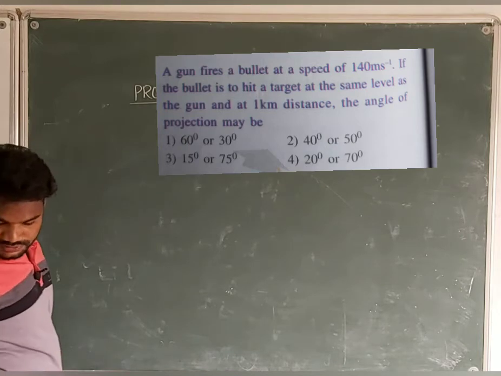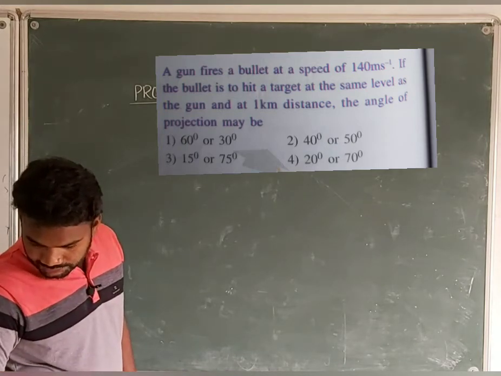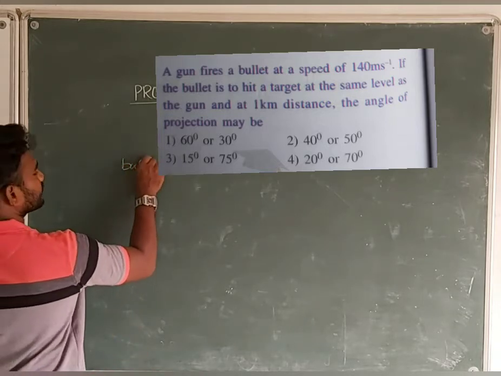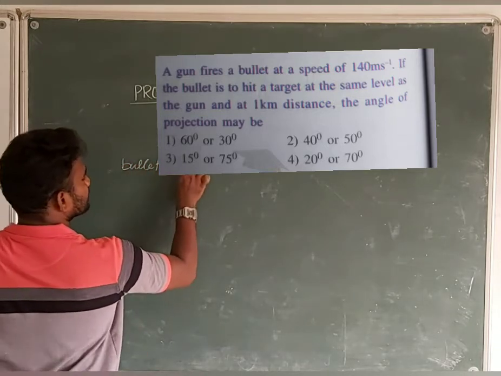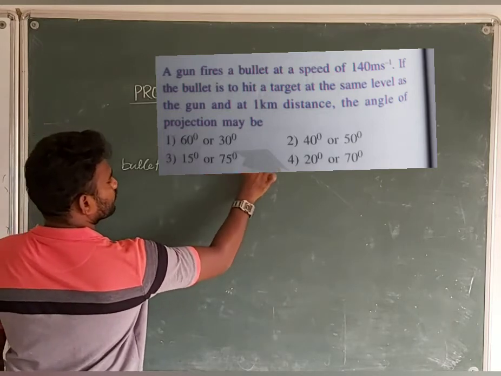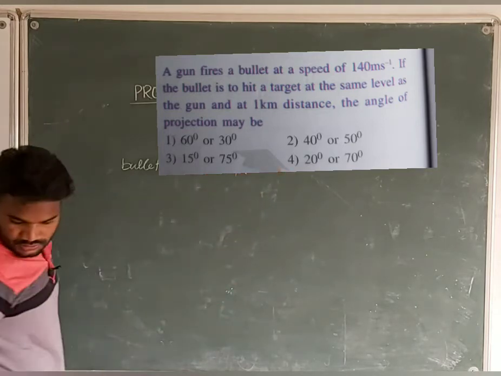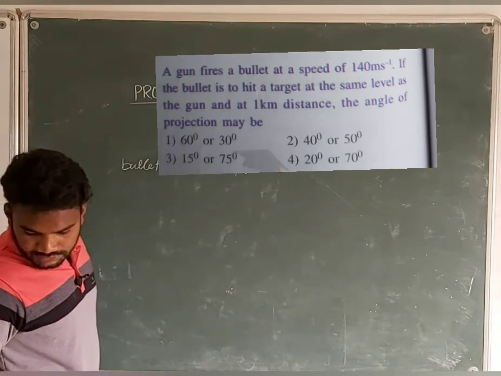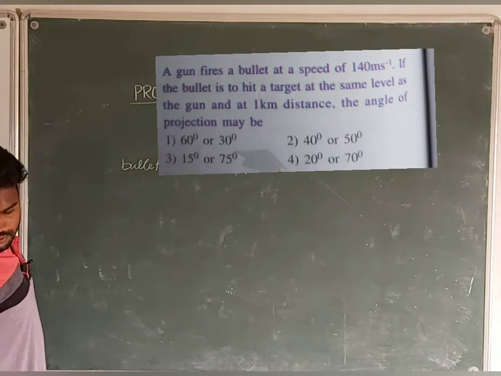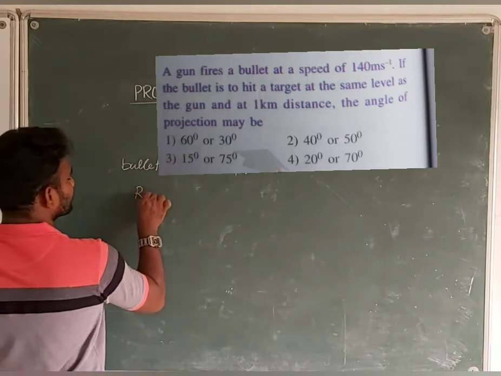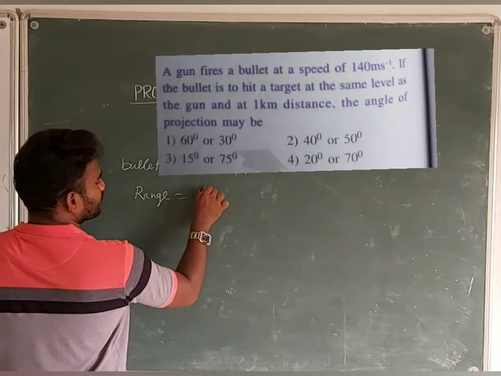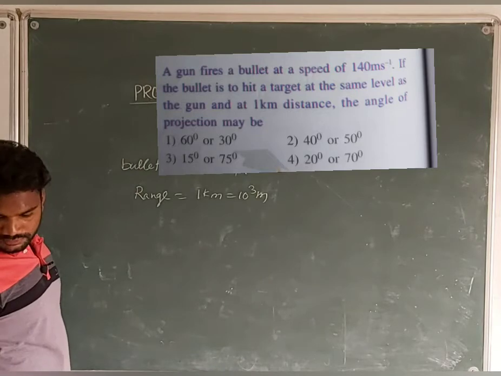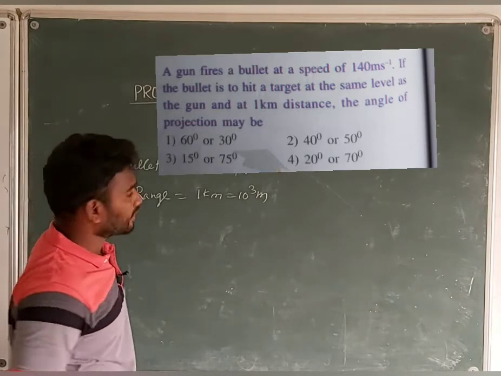Next question we will see, students. In the question, a gun fires a bullet at the speed of 140 meter per second. So write down, bullet's speed is equal to 140 meter per second, students. Next, it has given that the bullet hits a target at the same level at a 1 kilometer distance. So horizontal range is equal to 1 kilometer, it is nothing but 1000 meter. Next, find the angle of projection, they are asking.